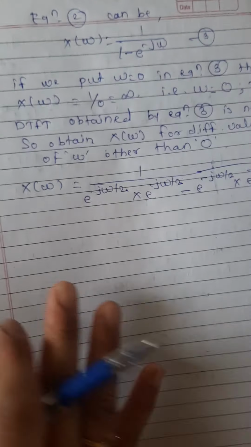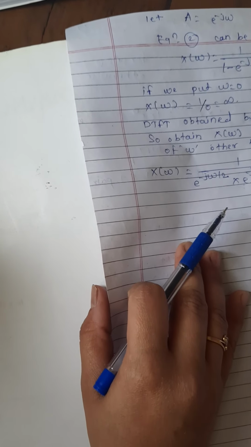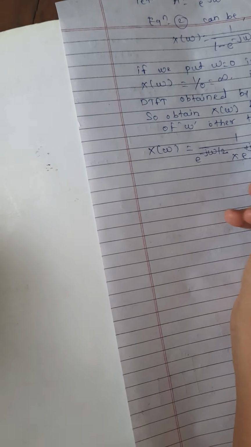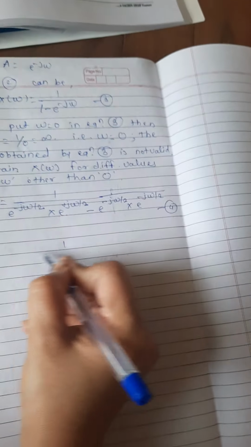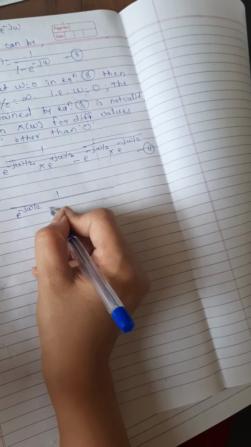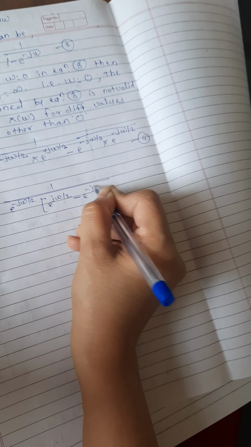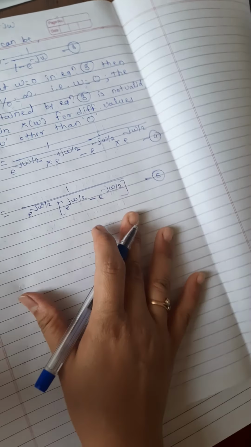And the value of this e raised to minus j omega by 2 is, so we take e raised to minus j omega by 2 common from the denominator, it is plus. Okay, so the equation becomes, we just take common e raised to minus j omega by 2. This is equation number 5.